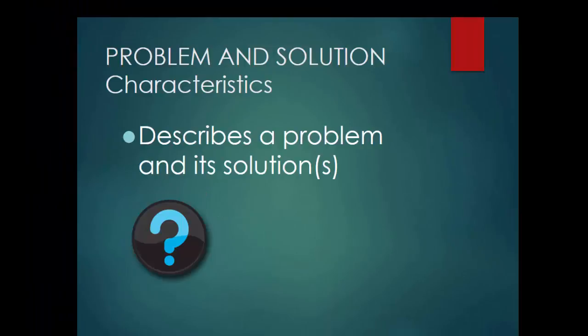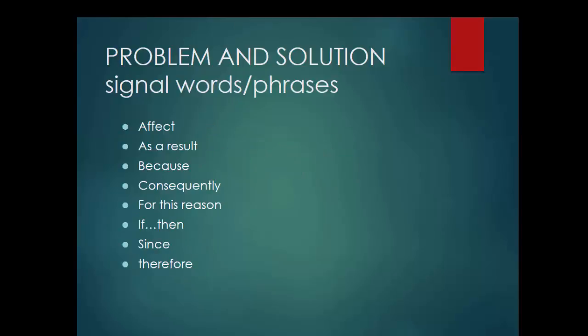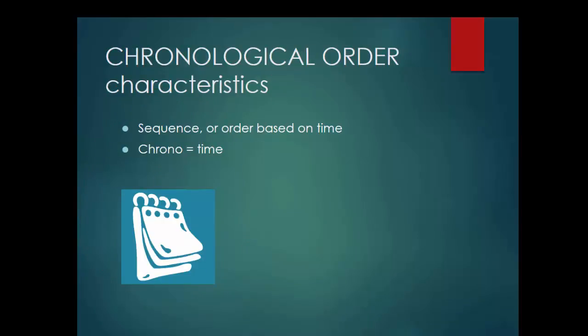Next we have problem and solution. When a text is structured around problem and solution, it describes a problem and it tells one or more solutions to that problem. Signal words and phrases here would be effect, as a result, because, consequently, for this reason, if, then, since, and therefore.